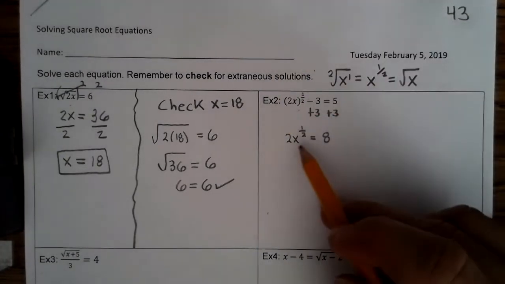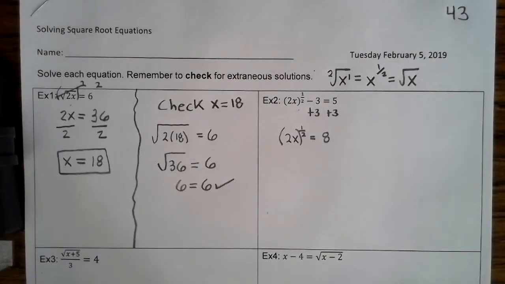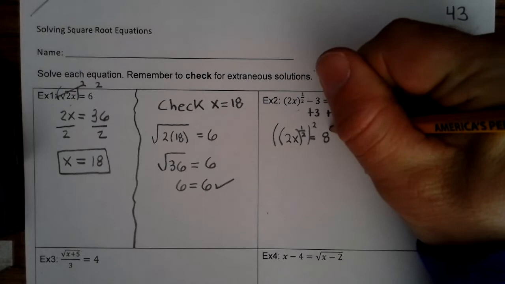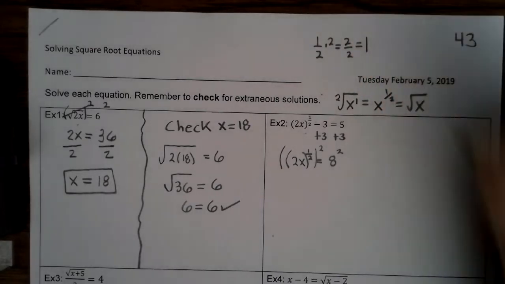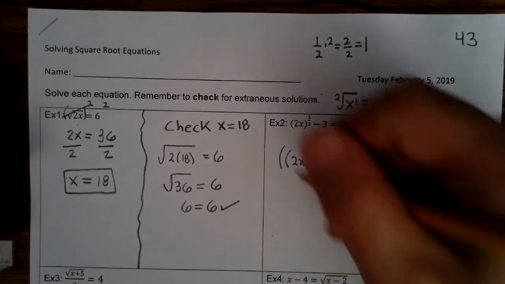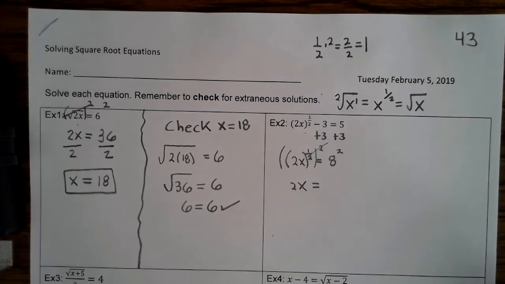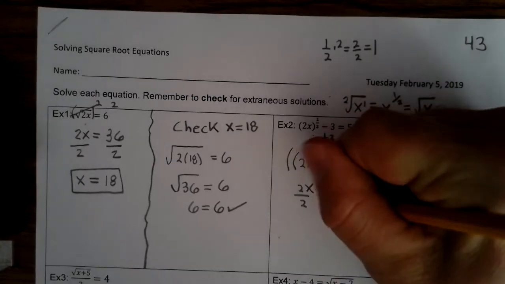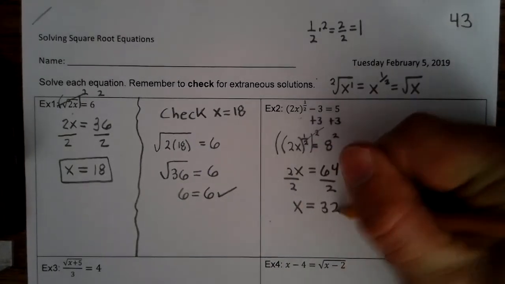Now we almost forgot, that's in parentheses. Almost made a mistake. Now we're going to square both sides. Now 1/2 times 2 is 2 over 2, which is 1. Okay, so that becomes the power of 1. So you're left with 2x equals 8 squared is 64. Divide both sides by 2. So x equals 32.